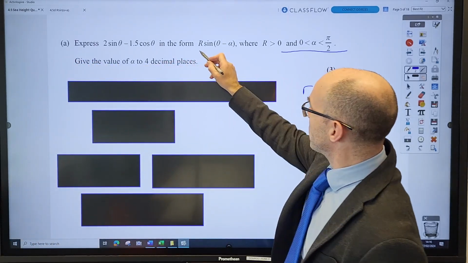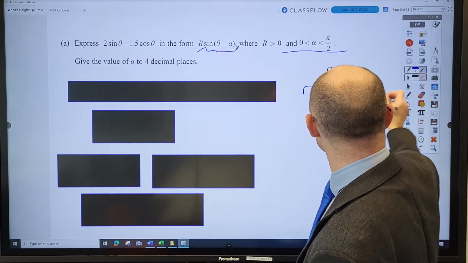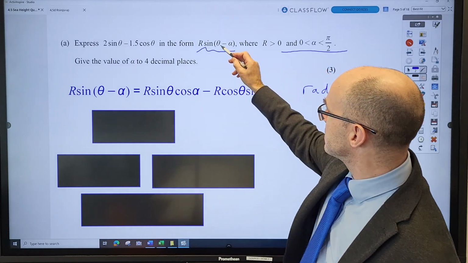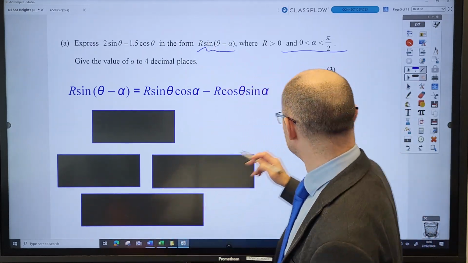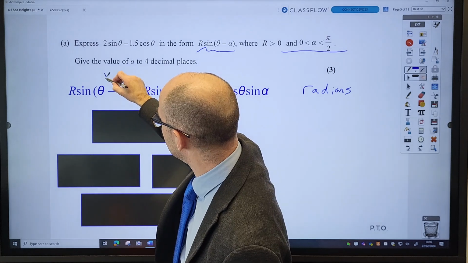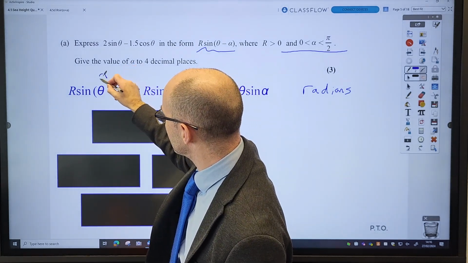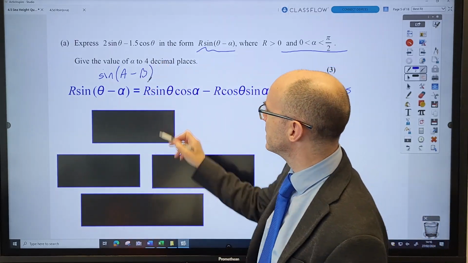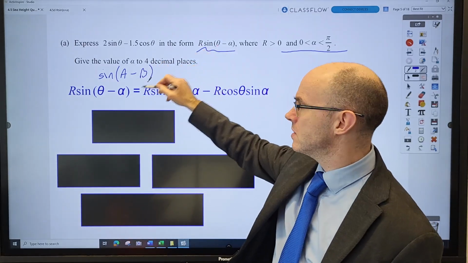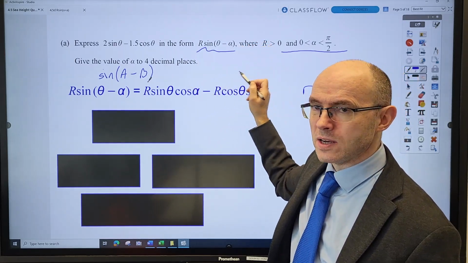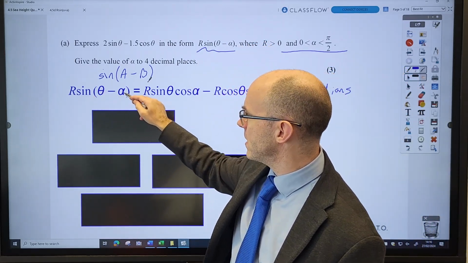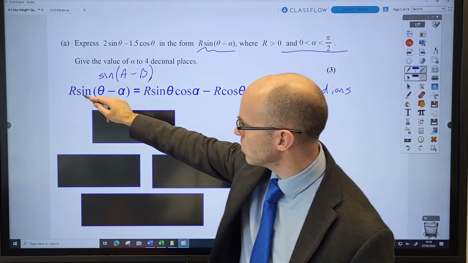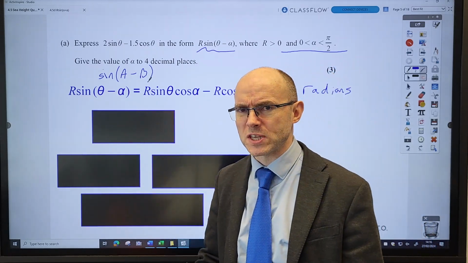So what we've got to do, well, bear in mind it's one of these questions, you might want to just recall the identity, okay, write it down. So the identity for r sin(theta minus alpha) comes from the identity for sin(A minus B), and the identity for sin(A minus B) is sin A cos B subtract cos A sin B, all right? So sin(theta minus alpha) is going to be sin theta cos alpha minus cos theta sin alpha, all of course multiplied by r. So that's the first thing you want to write down.